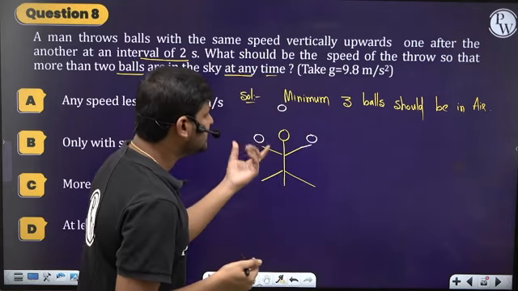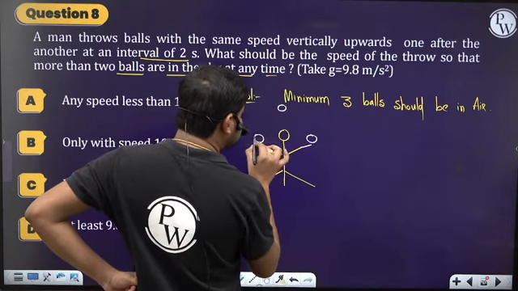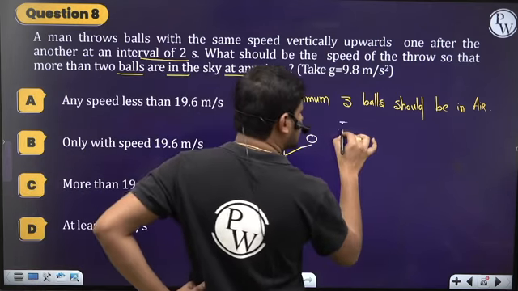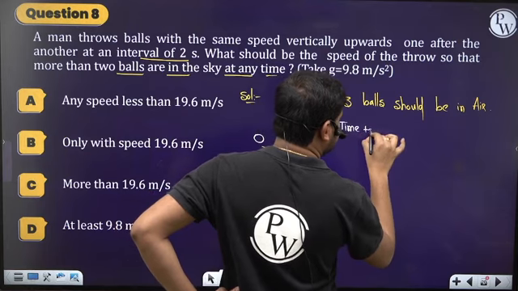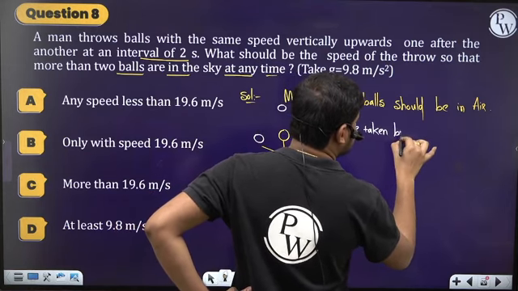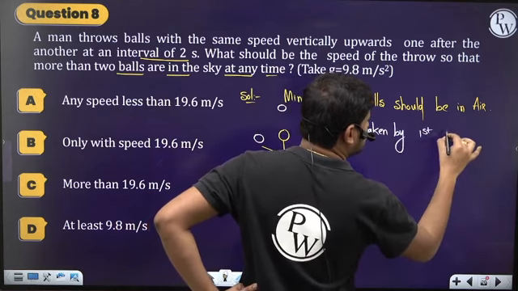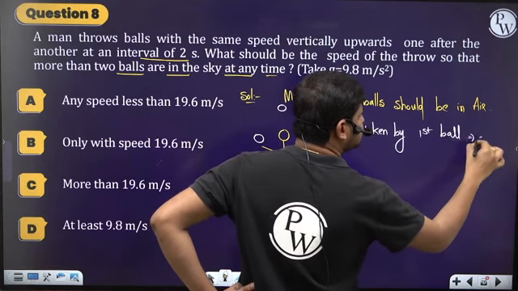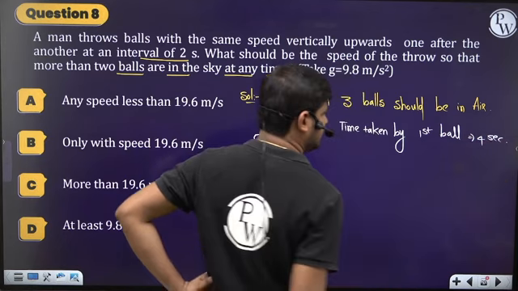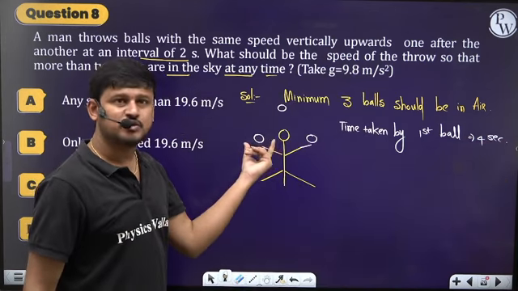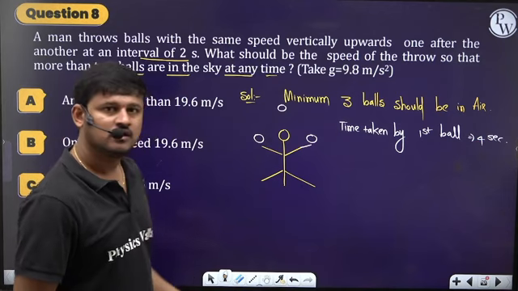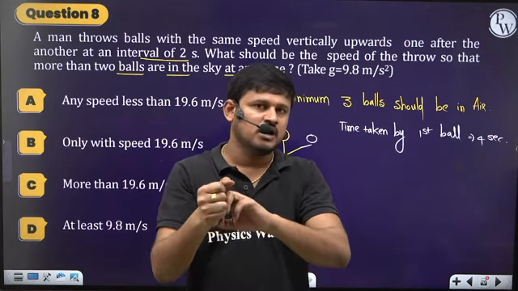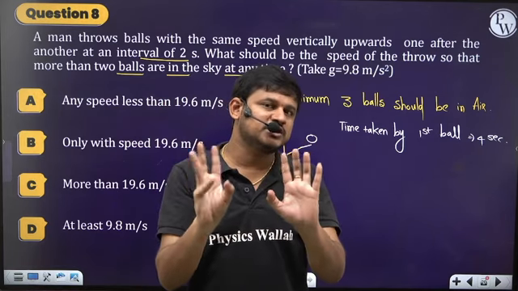So now considering 3 balls, what is the time taken by the first ball? Shall I say 4 seconds? How, sir? Just think logically. The time taken by the first ball, I am saying 4 seconds. Why? Because you have thrown the first ball, after 2 seconds you have thrown the second ball, and after 2 seconds you are throwing the third ball, so that 3 balls will be in the air.